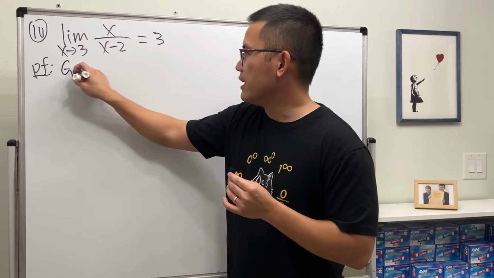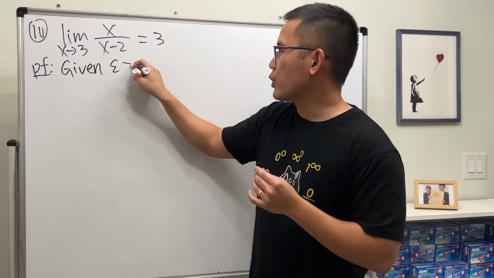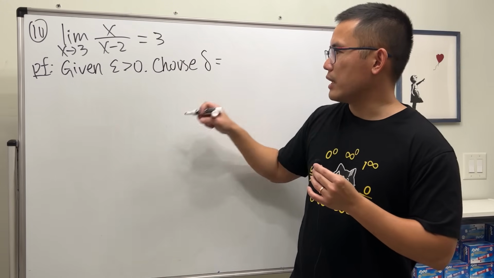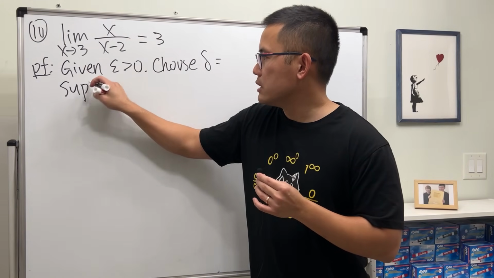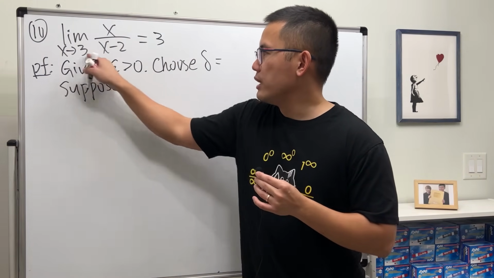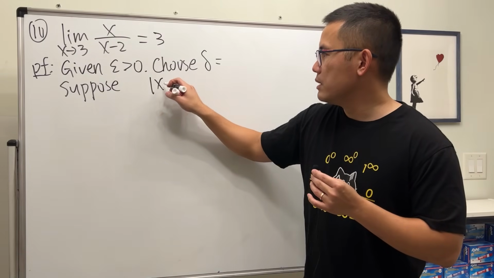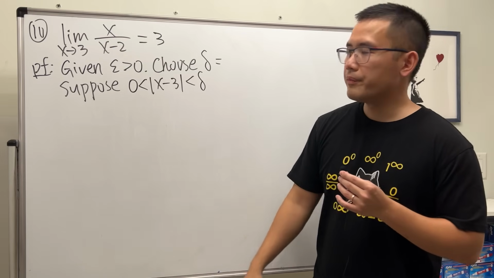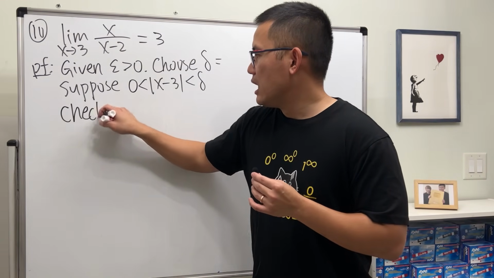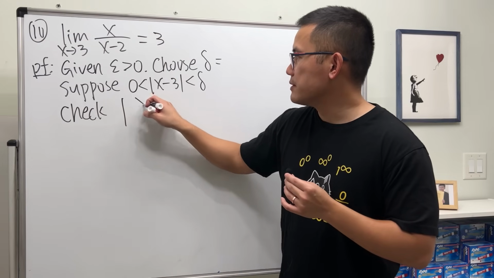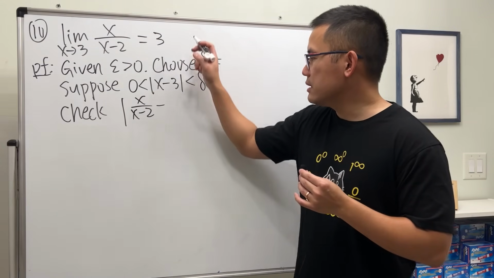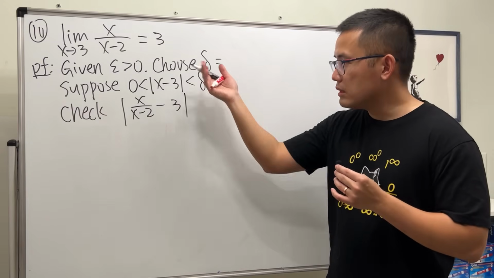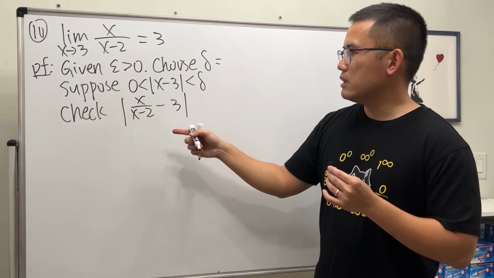Proof. Given epsilon greater than 0, choose delta to be something I don't know yet. Suppose the distance between x and 3 is small enough, meaning smaller than delta, but also make sure it's greater than 0. Check our function in the absolute value minus our limit. Hopefully this right here is less than epsilon. So let's just go ahead and work this out.